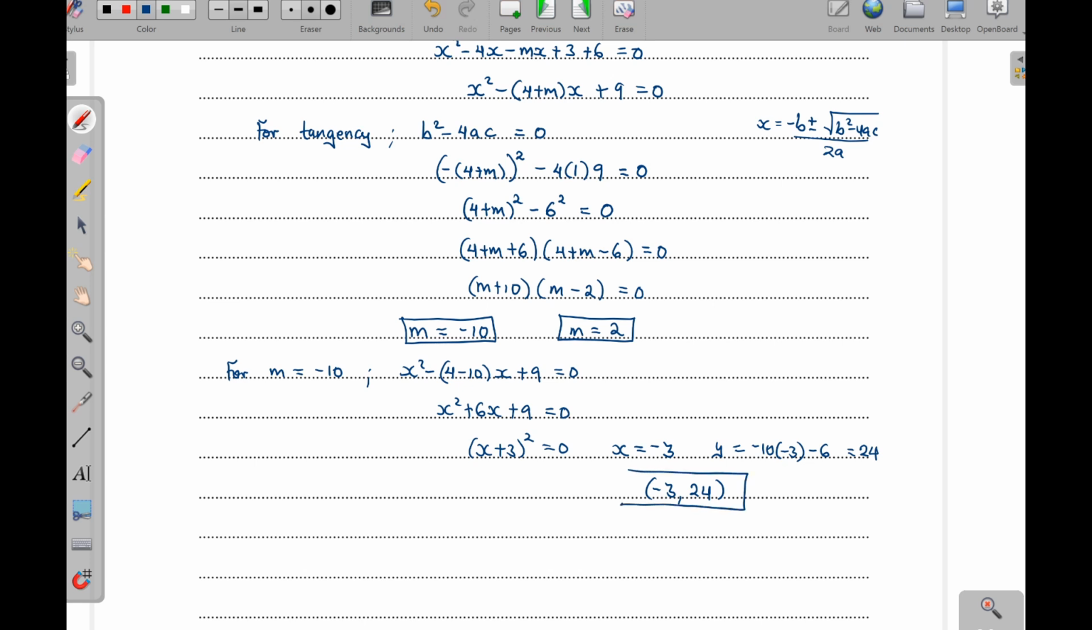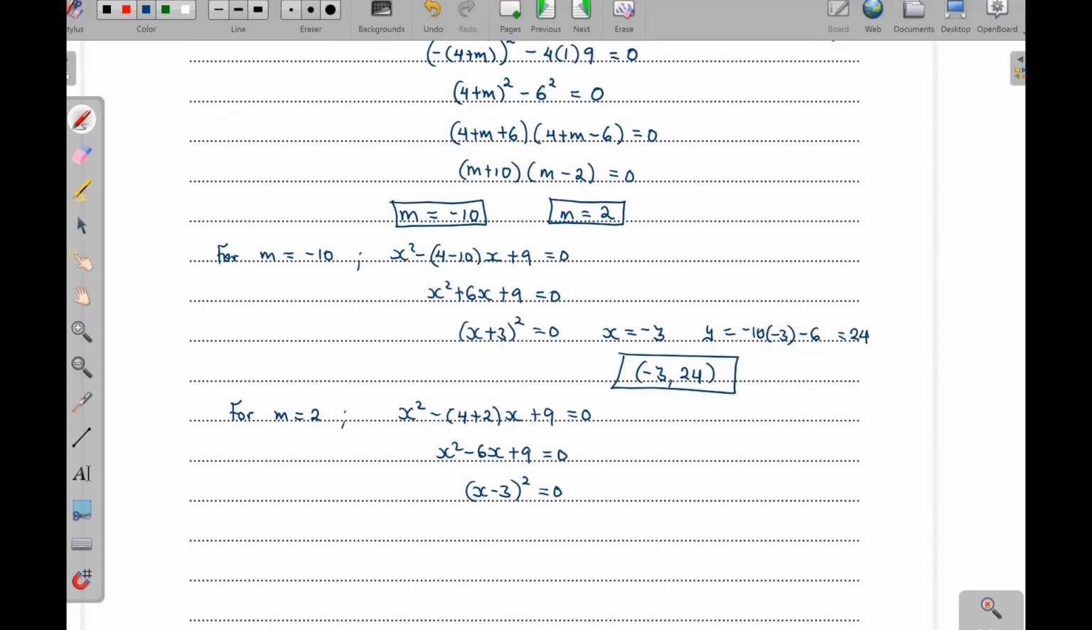That is that. Then we also go to the next one for m, which is equal to 2. What do we have? We have x squared, again substitute here, minus, we have 4 plus 2 of x, then plus 9 is equal to 0. This will be x squared minus 6x plus 9 is equal to 0. This one will give us x minus 3 squared is equal to 0.